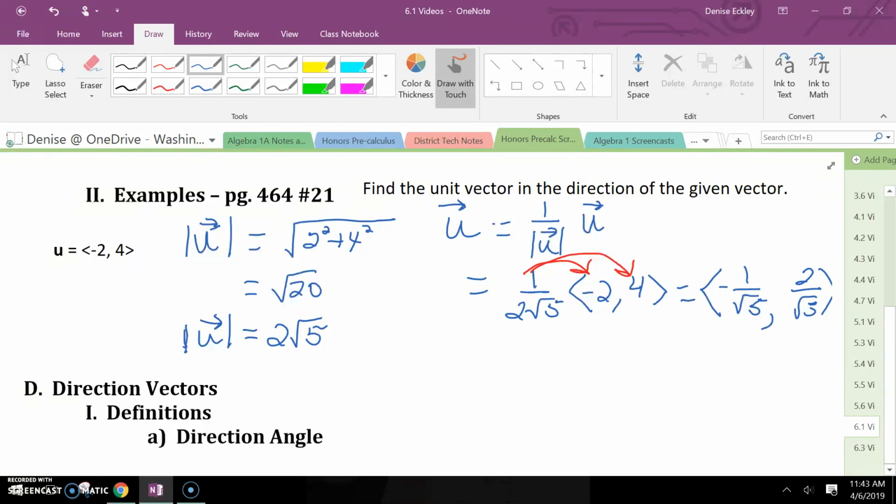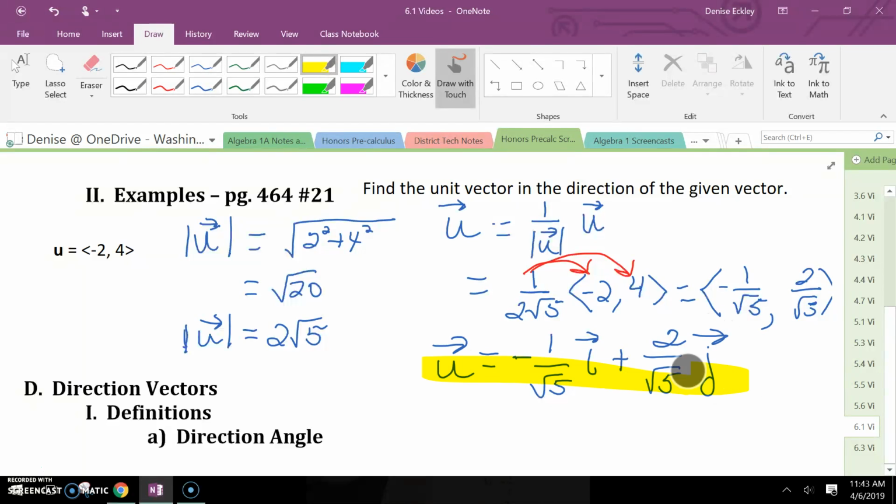So from there now, we can write it as a unit vector in this way. So we have our x component, which is -1 over the square root of 5, times i, plus our y component, 2 over the square root of 5 times j. So now we have our unit vector in the same direction as u.